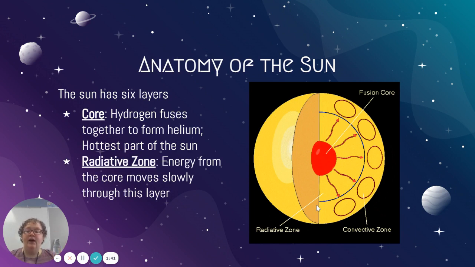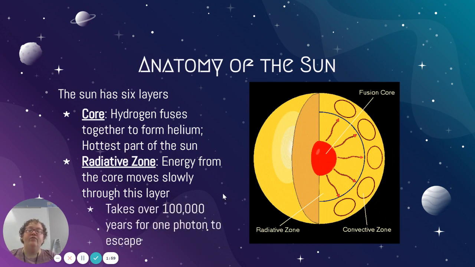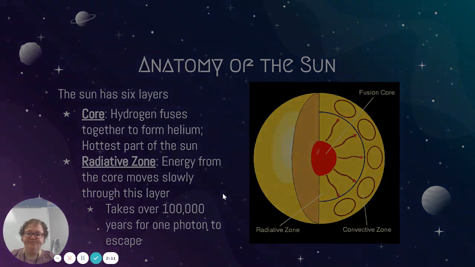Next layer out is the radiative zone, and energy from the core is slowly going to radiate through that layer. As you can see by these little arrows, the energy is moving from the core through the radiative zone to the outer layers. It takes over 100,000 years for one photon, that means like 1 unit of light, to escape from the core through the radiative zone. So 100,000 years, very, very long time for it to move.